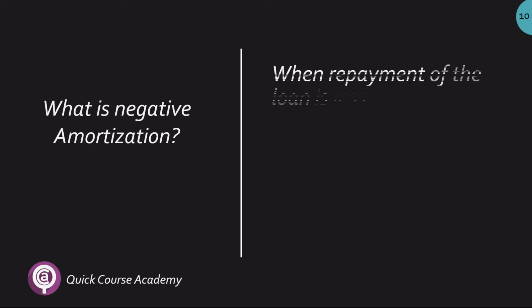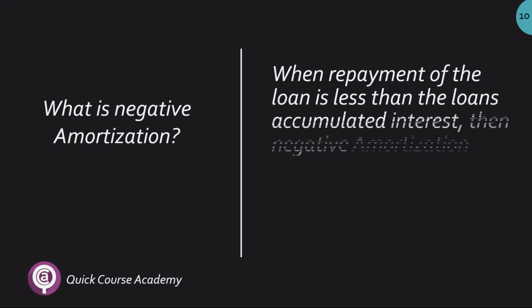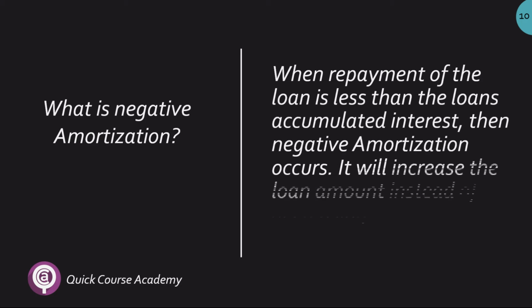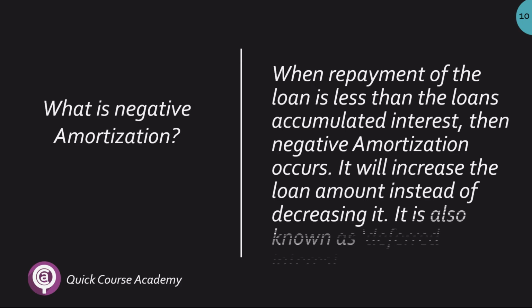What is negative amortization? When repayment of the loan is less than the accumulated loan interest, then negative amortization occurs. It will increase the loan amount instead of decreasing it. It is also known as deferred interest.